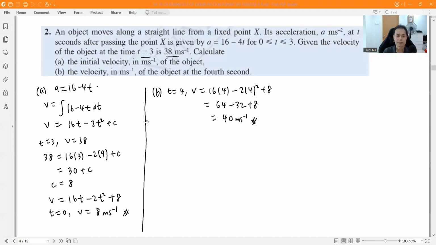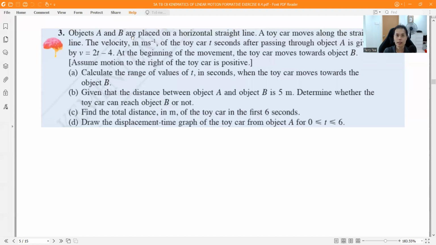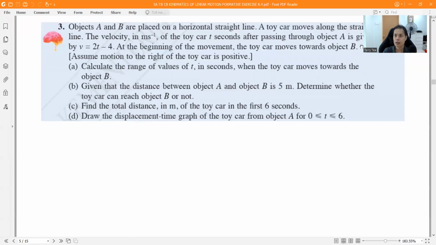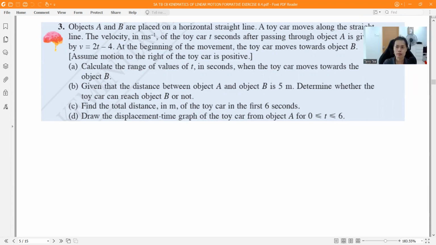Moving on to question number 3. So objects A and B are placed on the horizontal line. A toy car moves along a straight line. The velocity of the toy car after passing through object A is given by this: v equals 2t minus 4. At the beginning, the car moves towards B.